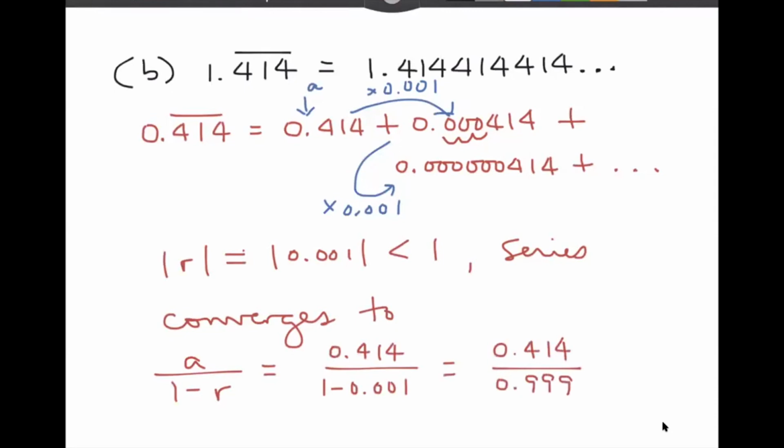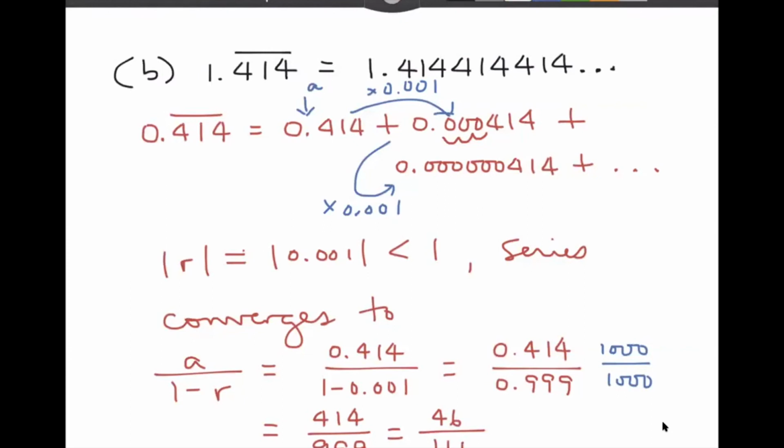Now, if you multiply the top and the bottom of that fraction by 1,000, you get 414 over 999. And I know I can simplify that fraction because I can see that both of those numbers are divisible by 9. Okay, and I think that's the best we can do. 414 over 999 simplifies to 46 over 111.